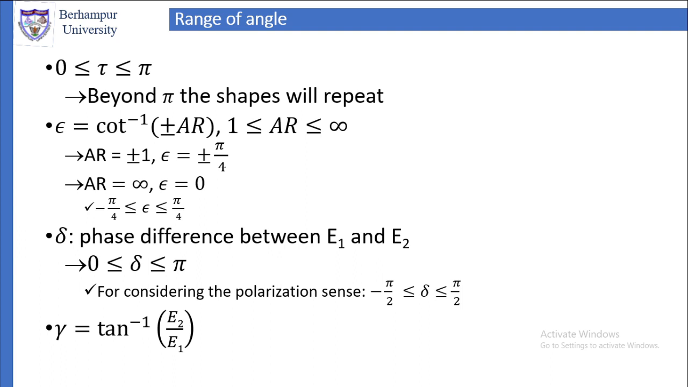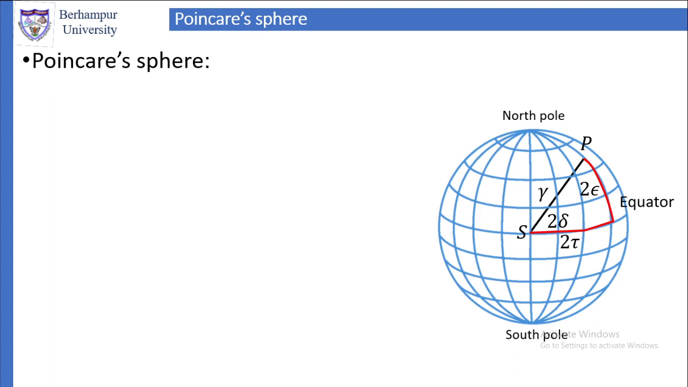Then gamma is equal to tan inverse of E2 by E1. So tan inverse of E2 by E1 shows that 0 will be less than or equal to gamma, less than or equal to pi, depending on the value of tau.